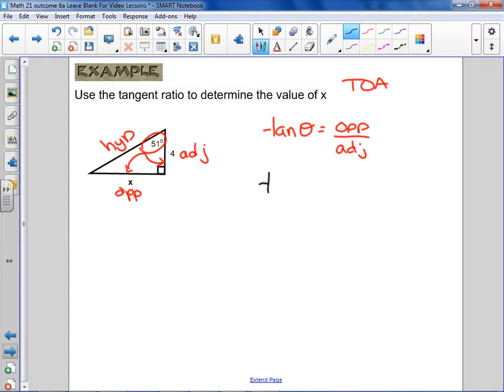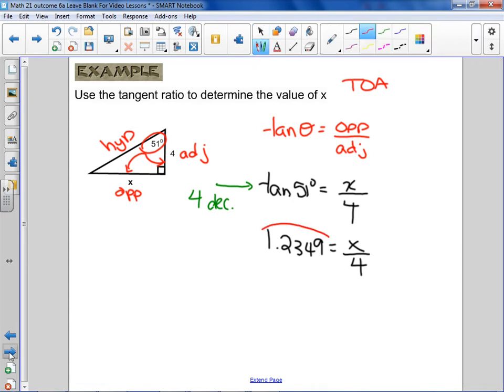So my theta becomes 51. The opposite is x. The adjacent is 4. Again, I always start here to 4 decimal places. So I grab my calculator, I punch in tan of 51. It is 1.2349 if I round, equals x over 4.